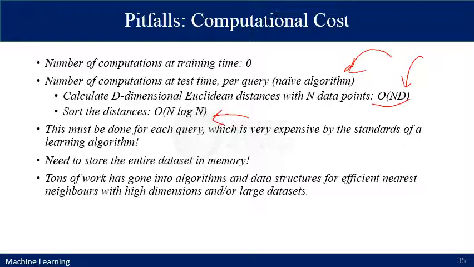And if you have millions of examples, for each query you have to repeat this step. So you need to store the entire dataset into the memory, which is also problematic if you have memory restrictions. However, tons of work has gone into this algorithm, and data structures for efficient nearest neighbors with high dimension and large datasets are possible, and you should find alternate sources to explore further about these limitations.